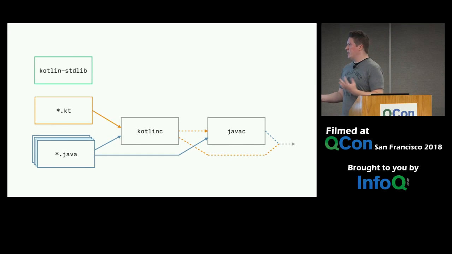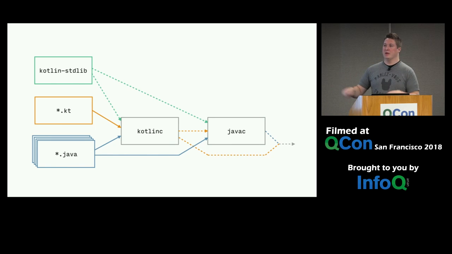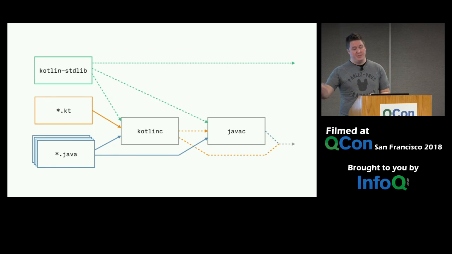And then the standard library or any other libraries that you're using, any other Java libraries, are just available on both class paths. And because they are made available to any downstream consumer. And if you want, like I said, this can all just be encapsulated in a module, and nobody downstream of you has to know you've written in Kotlin.